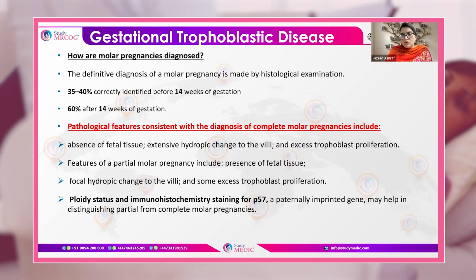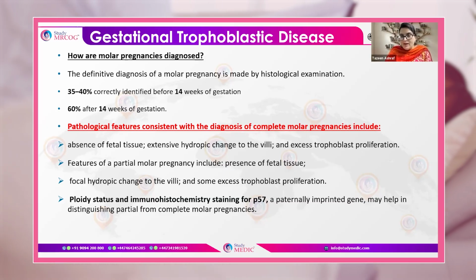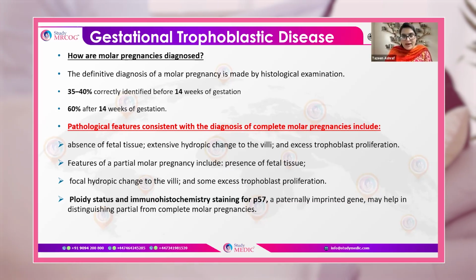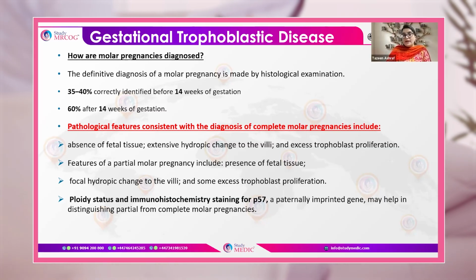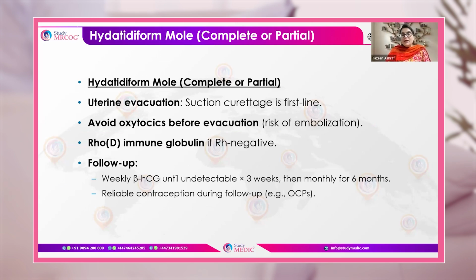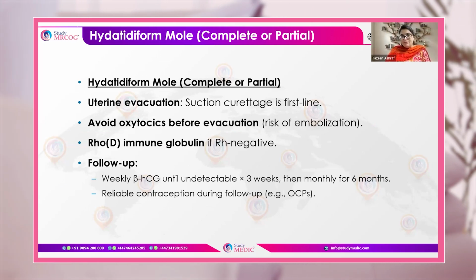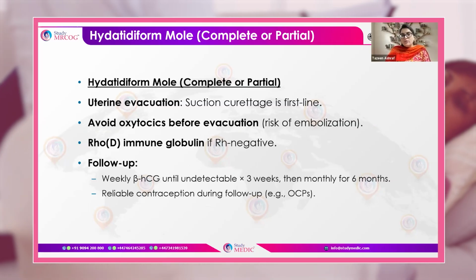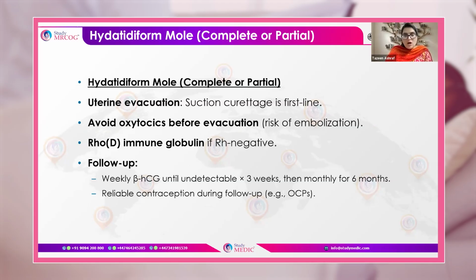Ploidy status and immunohistochemistry staining for P57, a paternally imprinted gene, may help in distinguishing partial from complete molar pregnancies. Then there can be complete or partial molar pregnancies, which are known as high density deformed mole. The management: suction curettage is the first-line management.